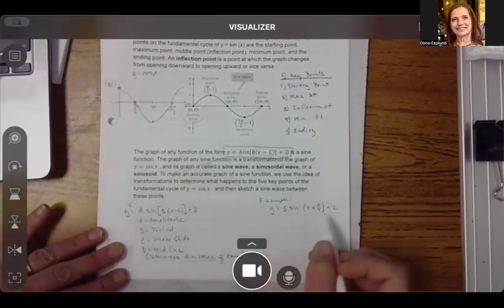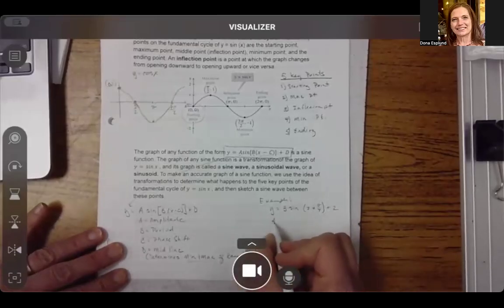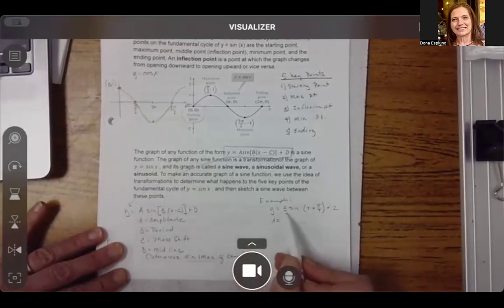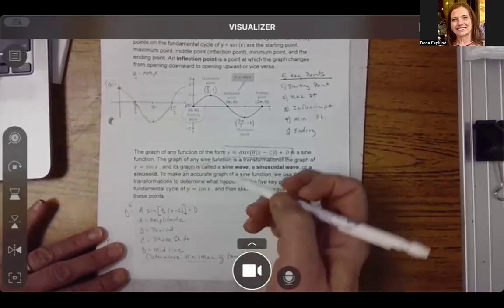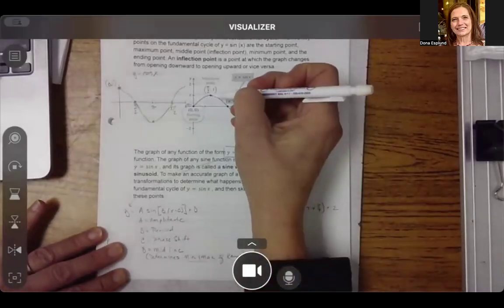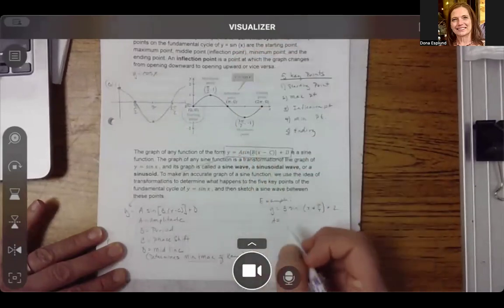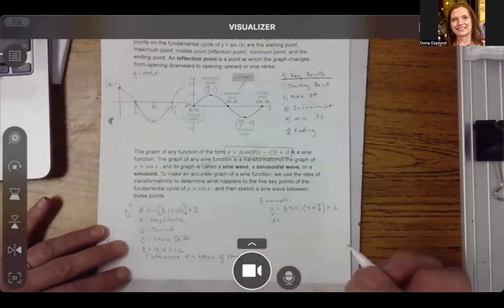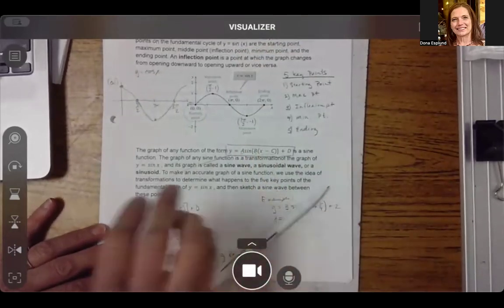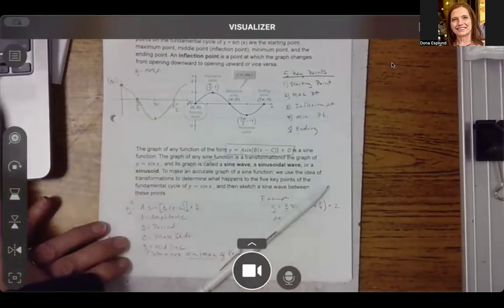So let's start off with, I just have an example here. If you look at this example, I'm going to start with my amplitude. So my A in my example is going to be 3. That means that wherever I had the 1, it's going to jump up to 3. And I'm going to show this as what happens when we go to Desmos.